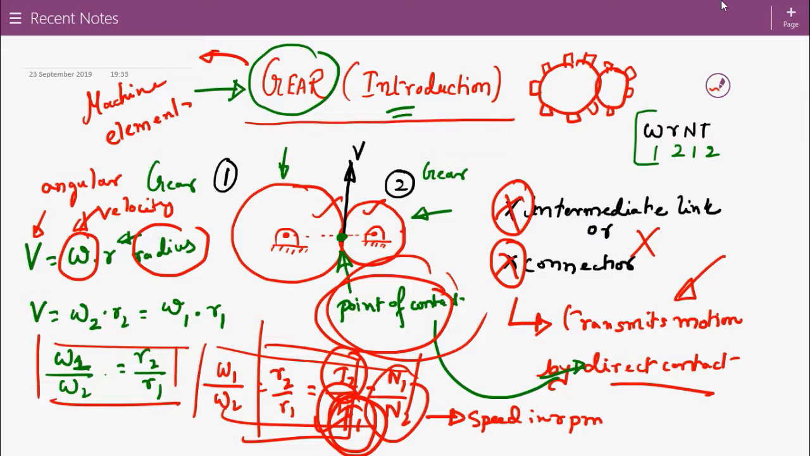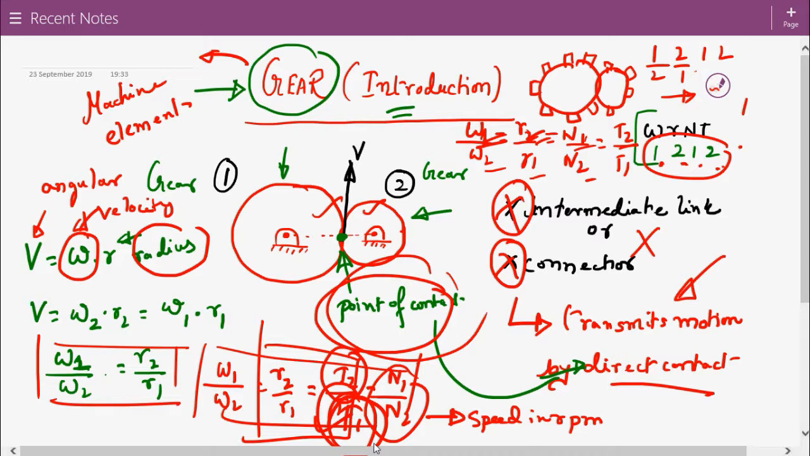I hope you got the concept, and you can remember this as 1212, meaning if you write omega 1, r2, n1, t2 in the numerator, in the denominator you will write the parameter of the other gear, that is omega 2 already here. Just a minute, suppose it is 1 2 1 2, it will be 2 1 2 1.